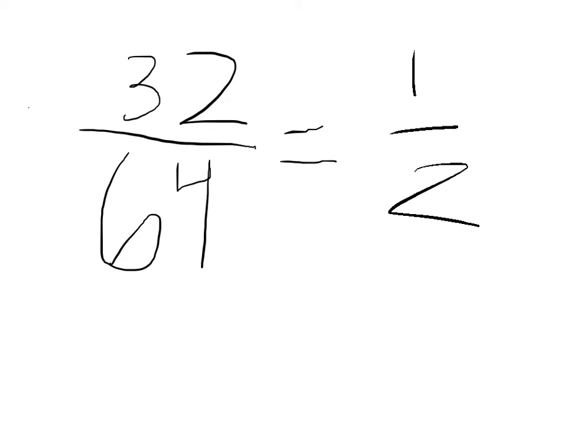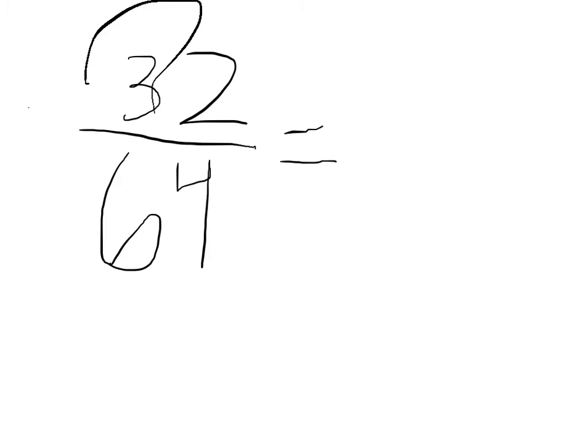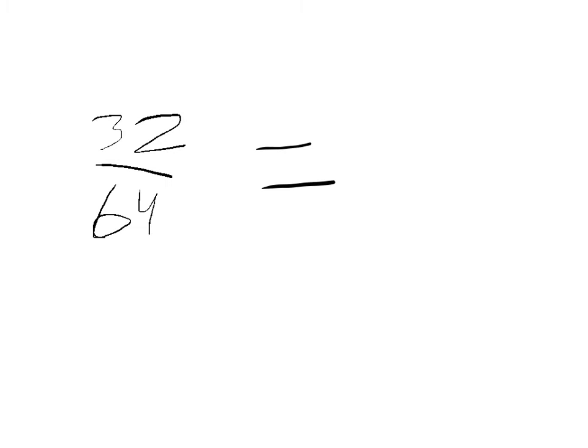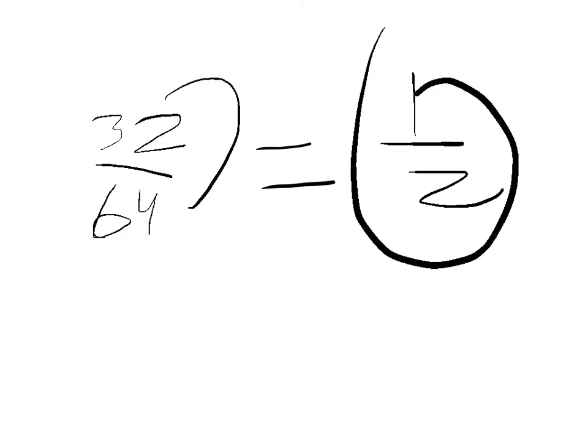There's another way you can think about this. You can also think about it in multiples. 32 is a factor of 64. So that would be 32 can go into itself one time, and 32 can go into 64 two times, giving the answer half.